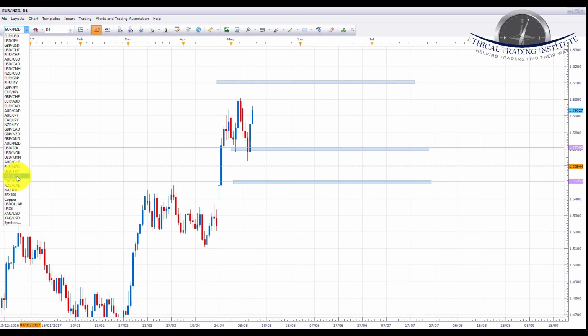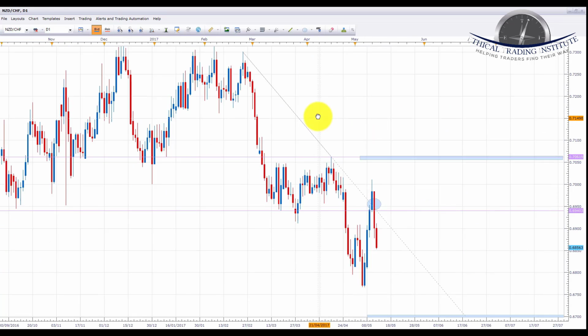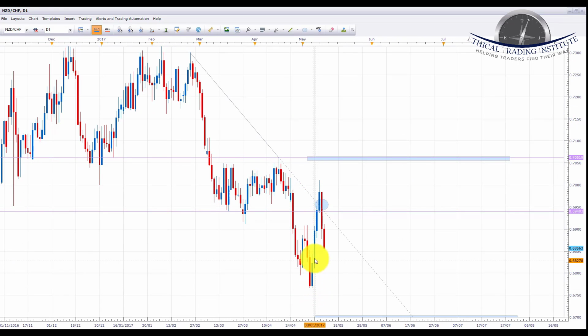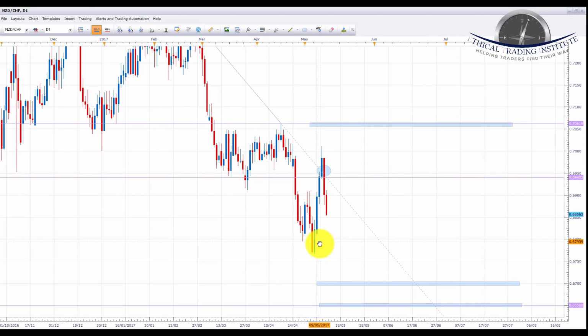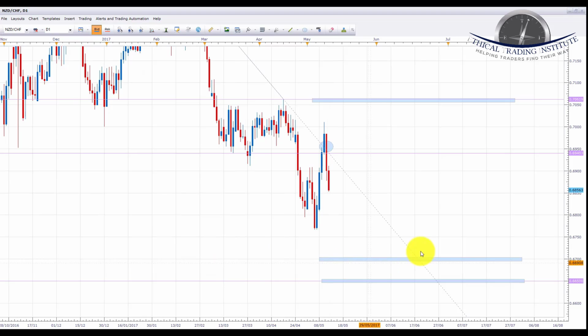New Zealand franc. New Zealand franc pulled up pretty hard. We're looking for shorts in this pair, but we didn't actually get any setups to the downside. I still do think this is coming down. I still see this coming down to the 0.6700 area next. So this is my next key target on the New Zealand franc, 0.6700 to the downside.